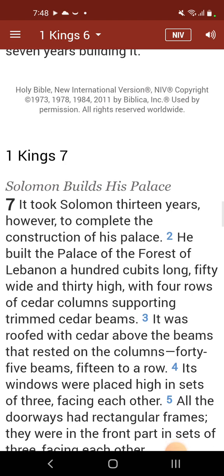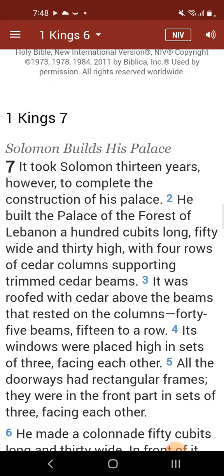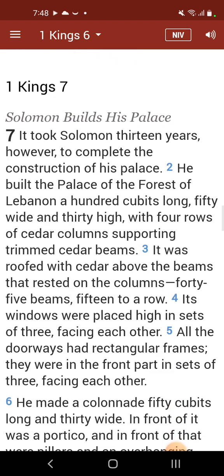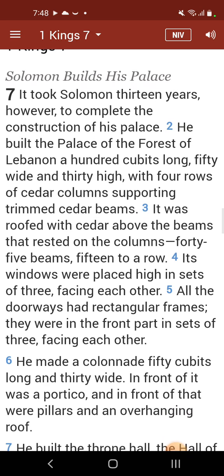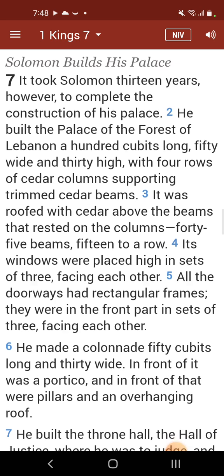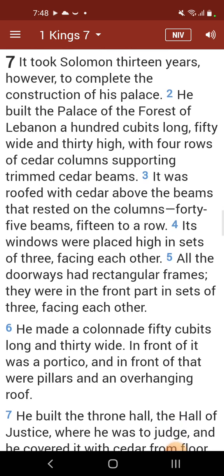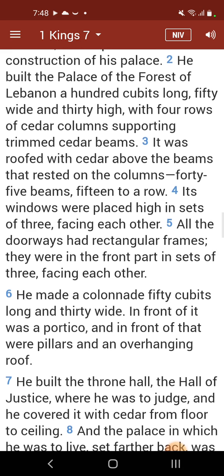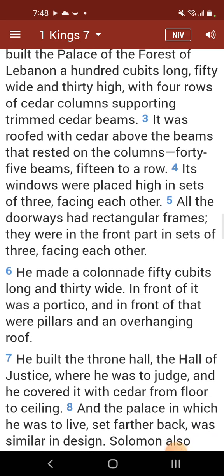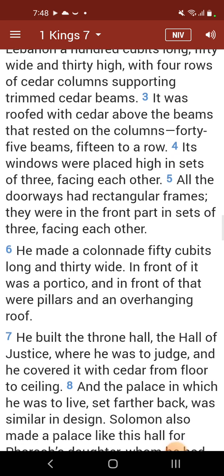Chapter 7. It took Solomon 13 years, however, to complete the construction of his palace. He built the palace of the forest of Lebanon 100 cubits long, 50 wide, and 30 high, with 4 rows of cedar columns supporting trimmed cedar beams. It was roofed with cedar above the beams that rested on the columns, 45 beams, 15 to a row.